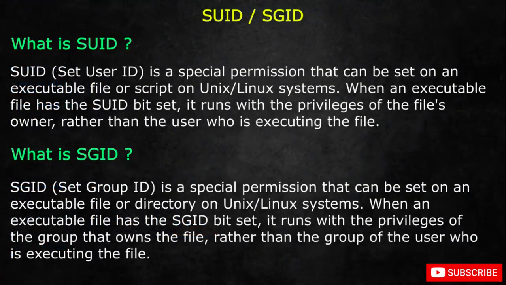And there is also something called SGID. SGID stands for set group ID. It is a special permission that can be set on an executable file or directory on a Linux system. When an executable file has the SGID bit set, it runs with the privileges of the group that owns the file, rather than the group of the user who is executing the file.